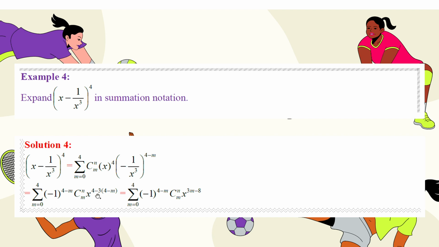So the final result should be... oh, sorry, this one should be m. So it should be 4m minus 12. Sorry, I made a mistake here. It should be m, I apologize. It should be 4m minus 12. Yes, you're right, you got it. A careless mistake here. Sorry.